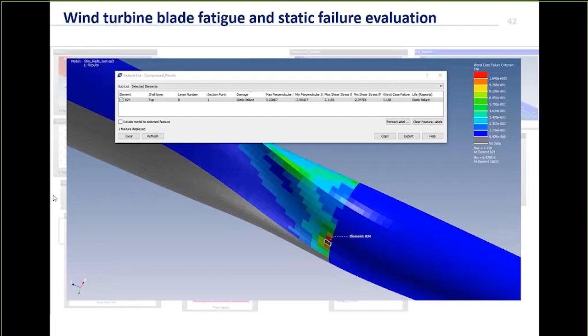So what we have here in this plot, I've just highlighted the result from the most critical elements, and this has a failure criterion of 1.158, so it's a little above 1, indicating that there's some static failure occurring, but it's only in 1 layer of 1 element. So this isn't at all an indication that the structure is likely to fail. It's just an indication that you've got some damage occurring in 1 layer of 1 element.